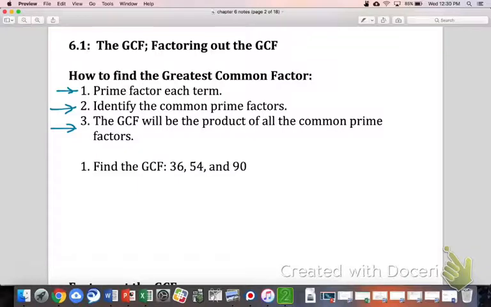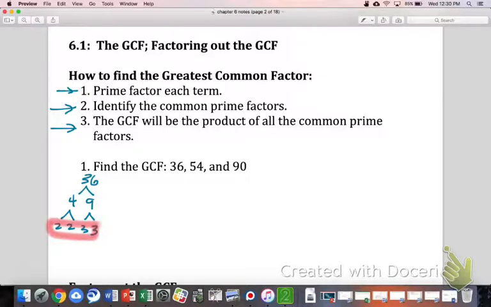So we're going to start off actually doing a really old question, something you probably did back in middle school. We're going to use some factor trees to factor each of these numbers. So 36 is 4 times 9, 4 is 2 times 2, and 9 is 3 times 3. So we're going to remember that the prime factors of 36 are 2 times 2 times 3 times 3.